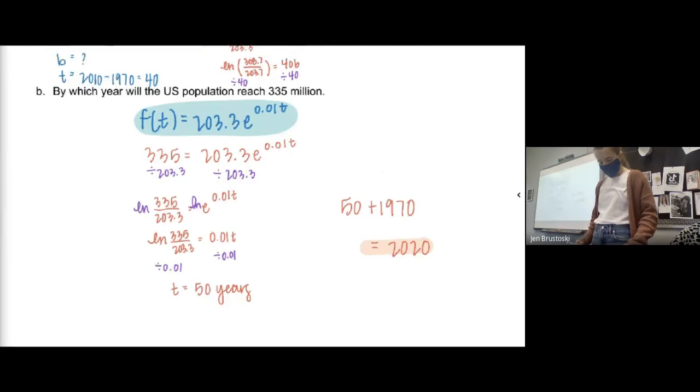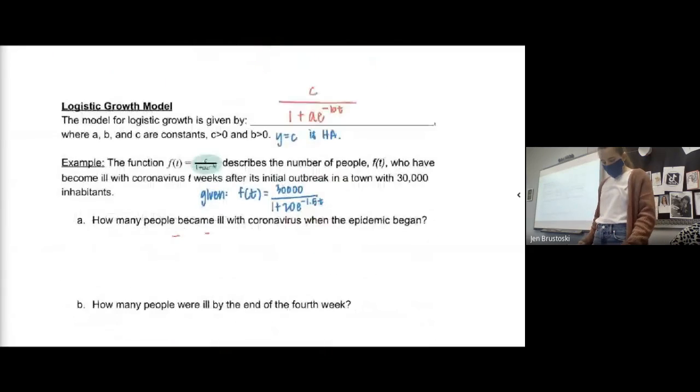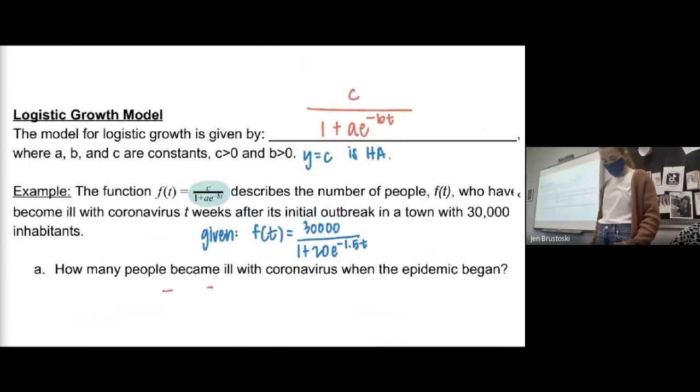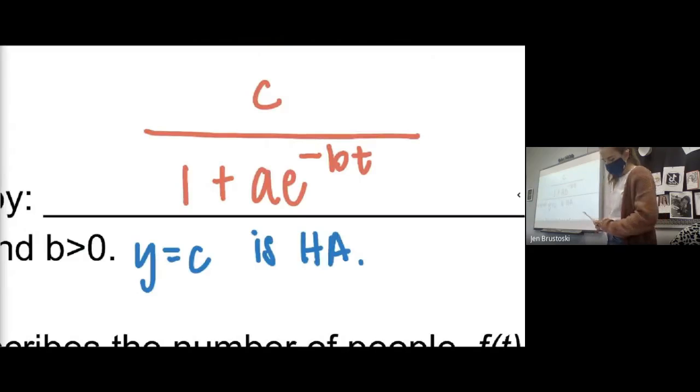Okay, cool, nice job. Let's talk about logistic growth models. So I'll zoom in on this equation. The model for logistic growth is given by C over 1 plus A e to the negative BT. A is greater than 0, B is greater than 0, and those are the growth constants. And then C is going to be our horizontal asymptote.